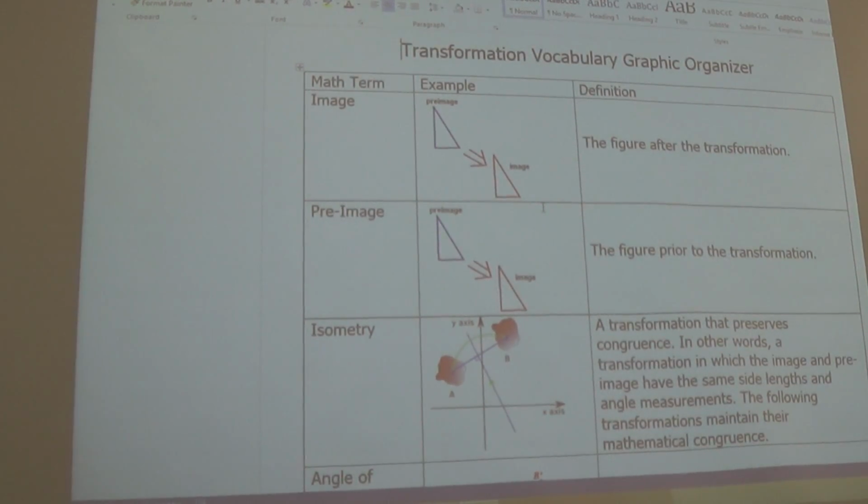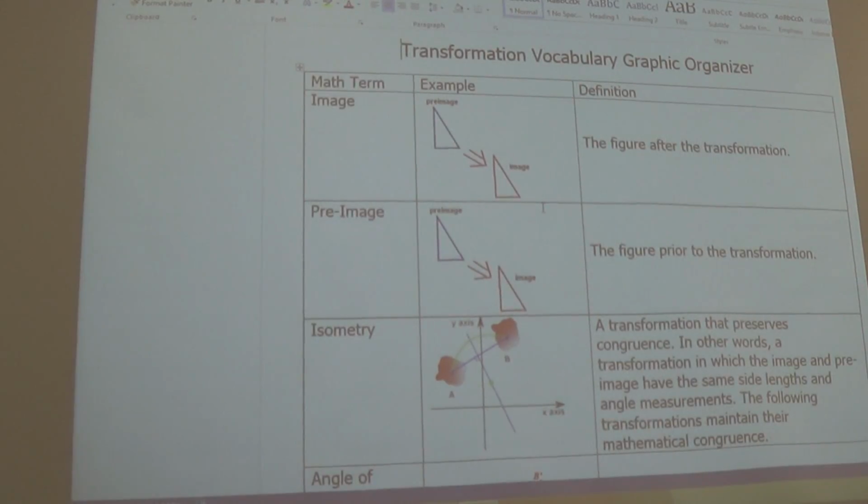So we're going to be talking about transformations today, okay? And then we're going to be performing one type of transformation. So when we talk about transformations, a transformation is the movement of an object from one place to another, okay? Now we could do that several different ways.